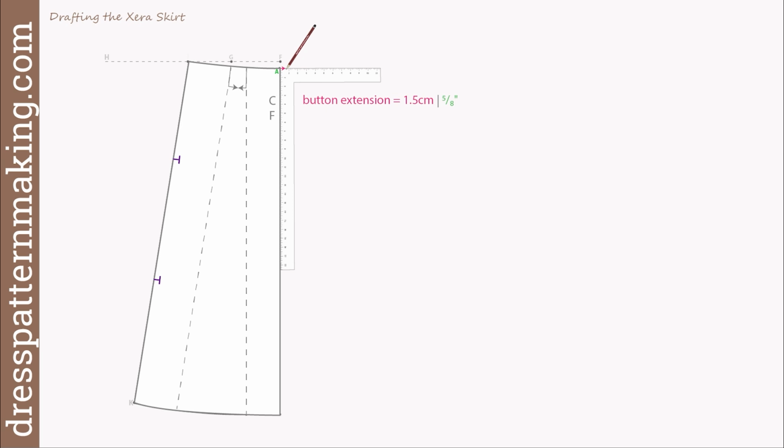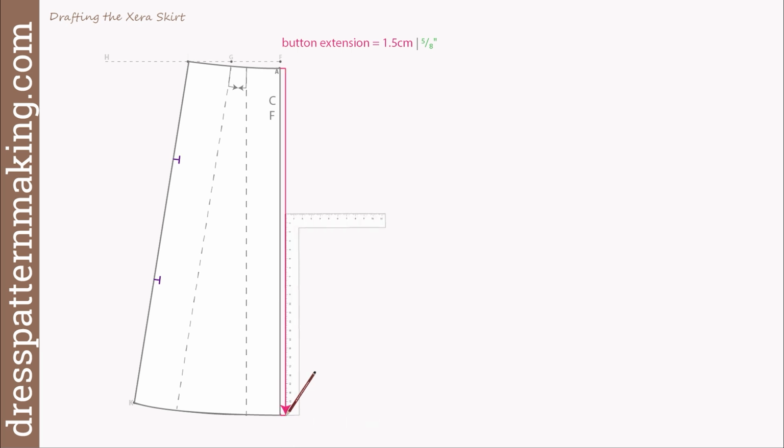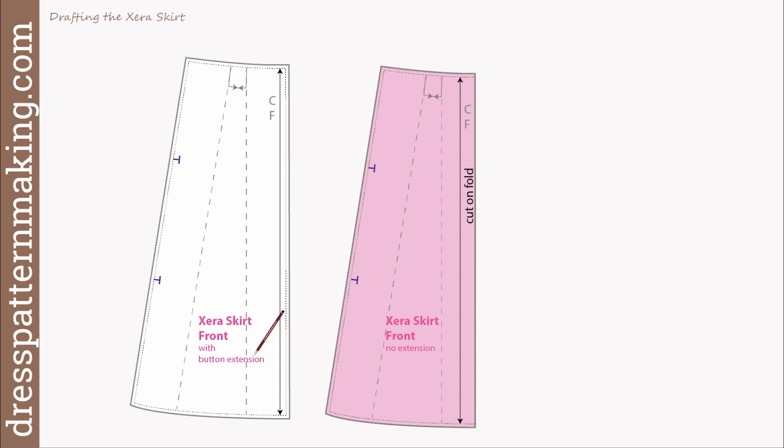I'll measure out from point A for that amount at right angles to the center front line, and mark out at the hem for 1.5 centimeters or 5/8 of an inch at right angles to the center front line, and draw a line to join those 2 points. So that is it for the button extension.